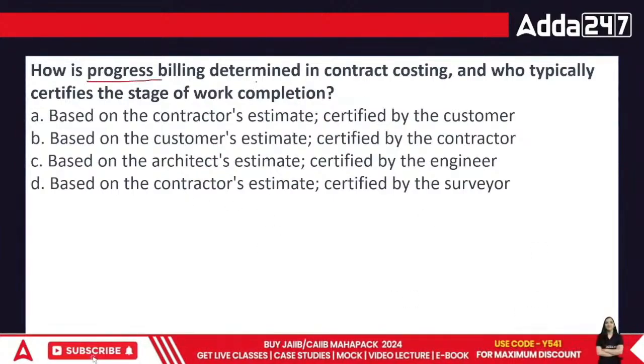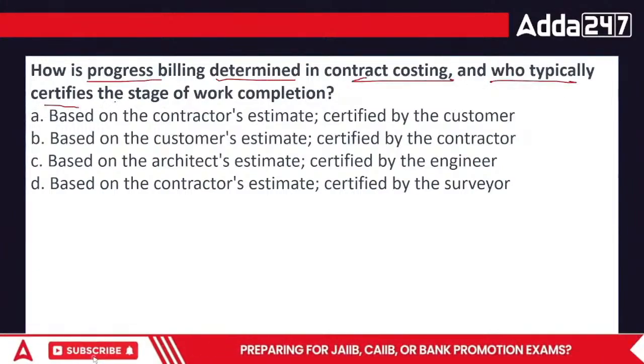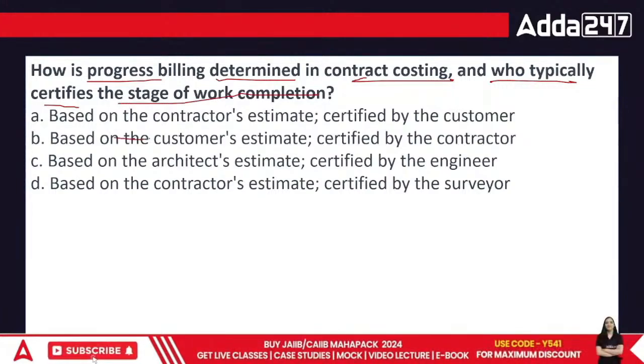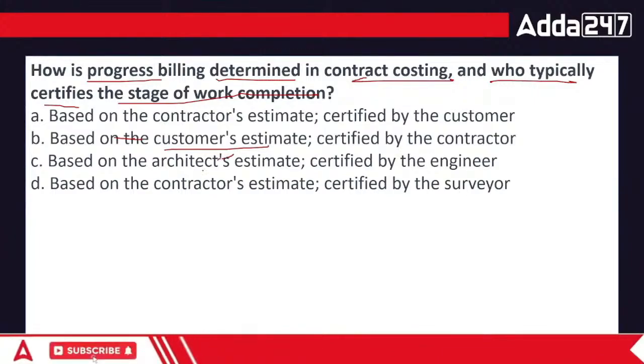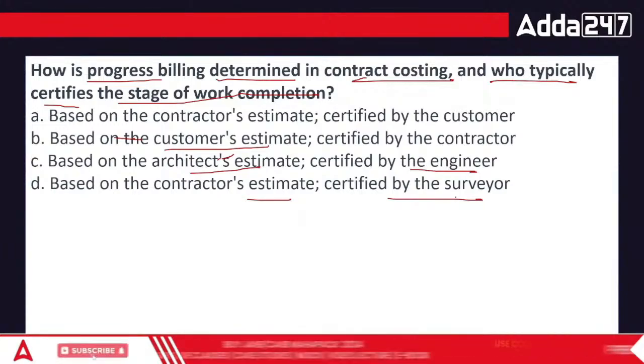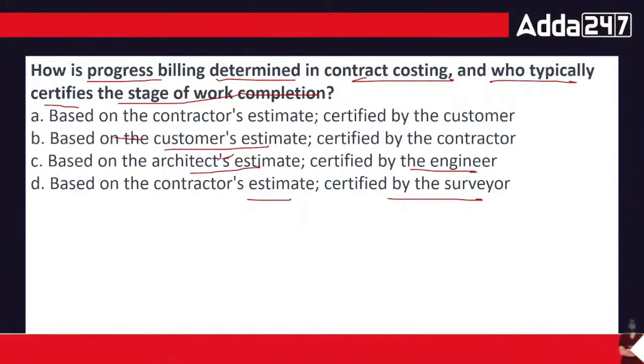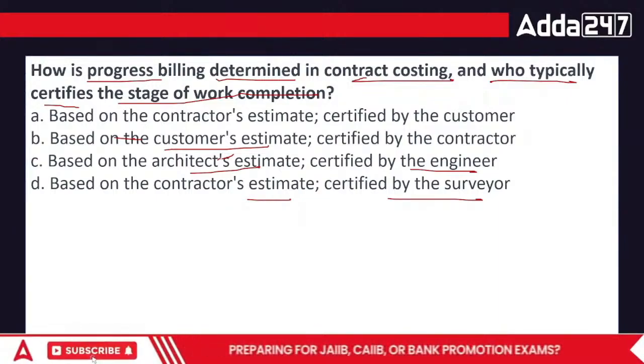How is the progress billing determined in contract costing? Who typically certifies the stage of the work completion? Based on contractor's estimate and certified with the customer, contractor, architect and engineer, then estimate as well as surveyor. Everybody? What's the answer according to you?